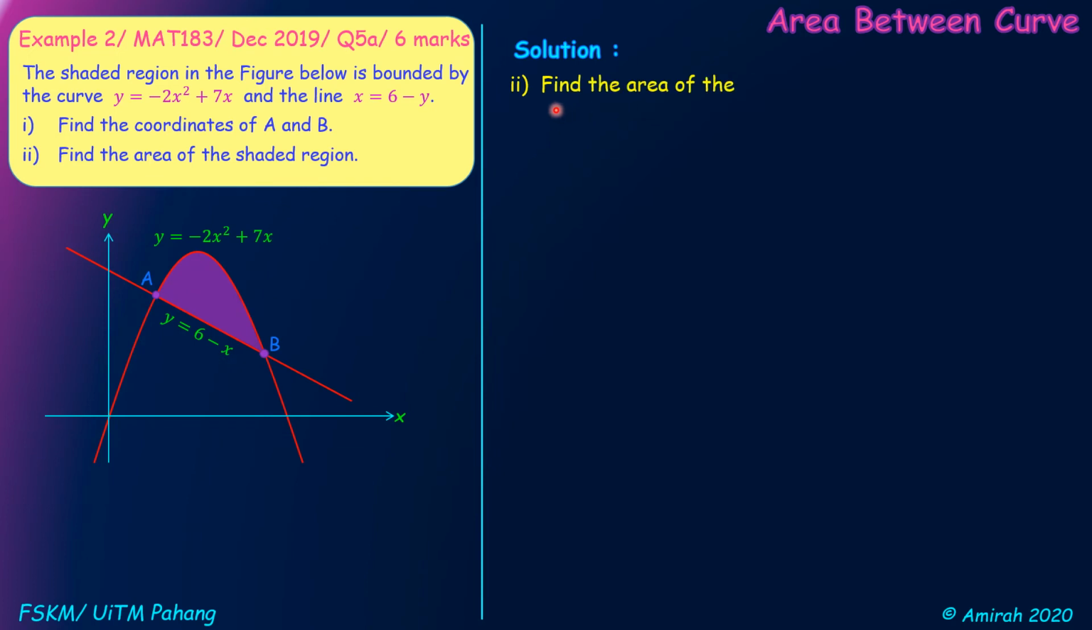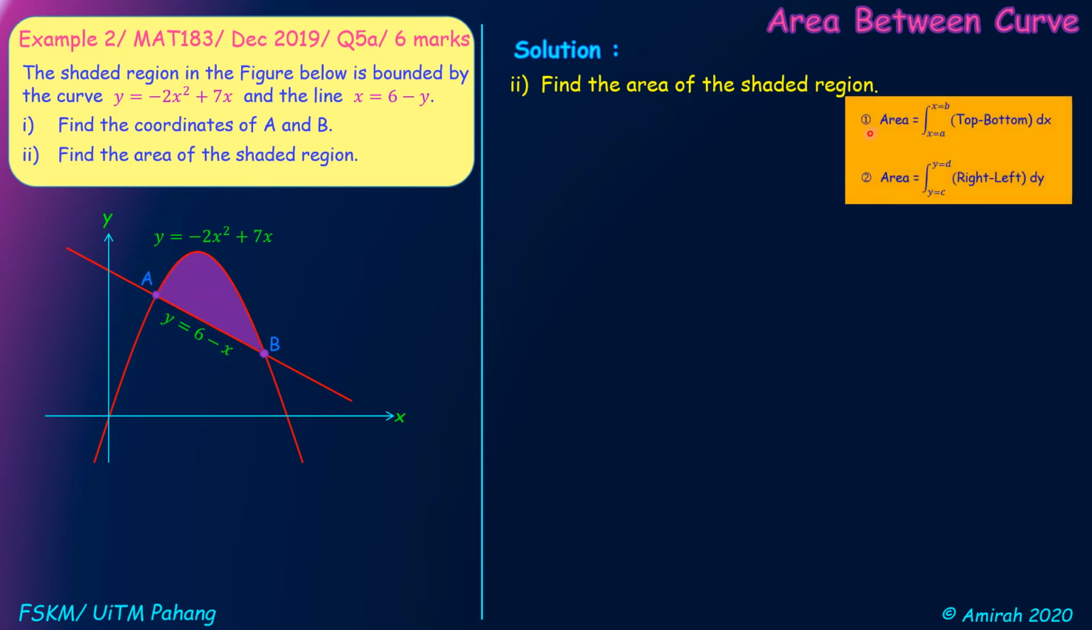Now we continue with question number 2. Find the area of the shaded region. Let me check the formulas to find the area between curves. For the first formula, we integrate with respect to x. We use top minus bottom, and we use the lower and upper limits on the x-axis. For the second formula, we integrate with respect to y. We use right minus left function, and then we use the lower and upper limits on the y-axis.